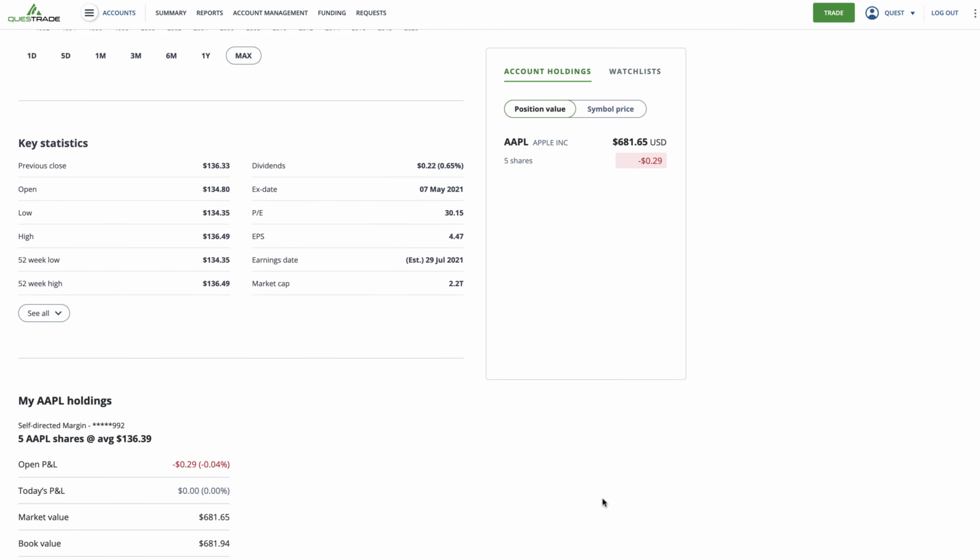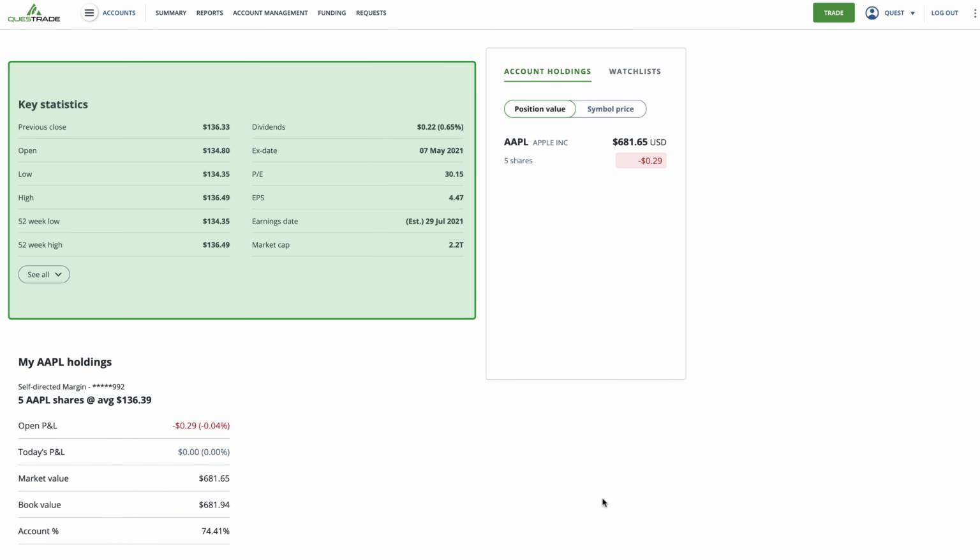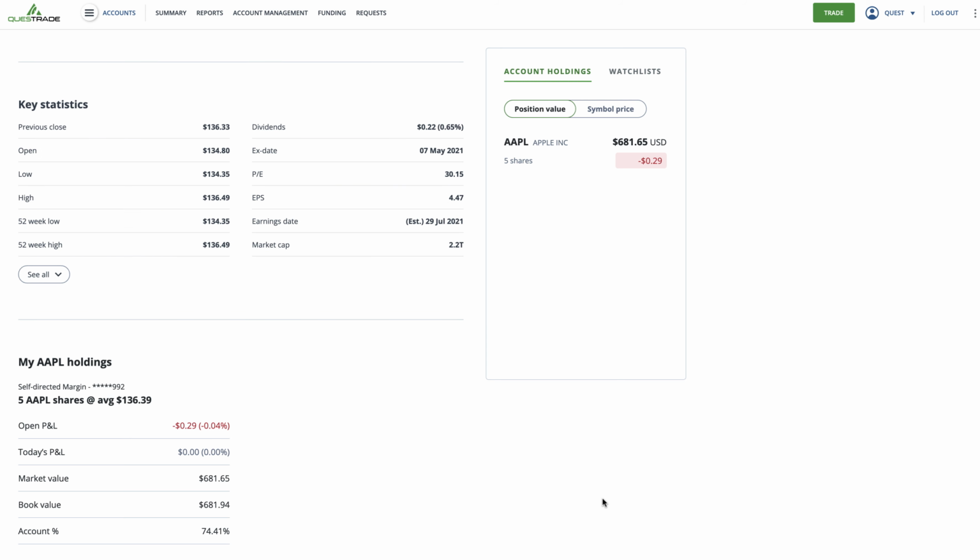Beneath the price chart, you'll get a breakdown of the stock or ETF's key statistics. On the left side are various price points the stock has reached. This includes its closing price from the last trading day, its opening price for the current trading day, along with the daily high and low from the current day. Also shown are the stock's highest and lowest prices over the last 52 weeks.